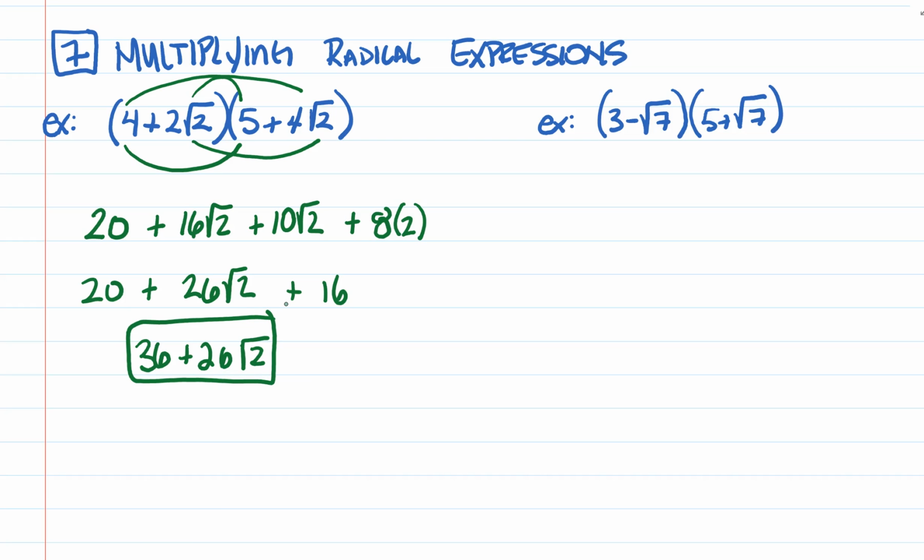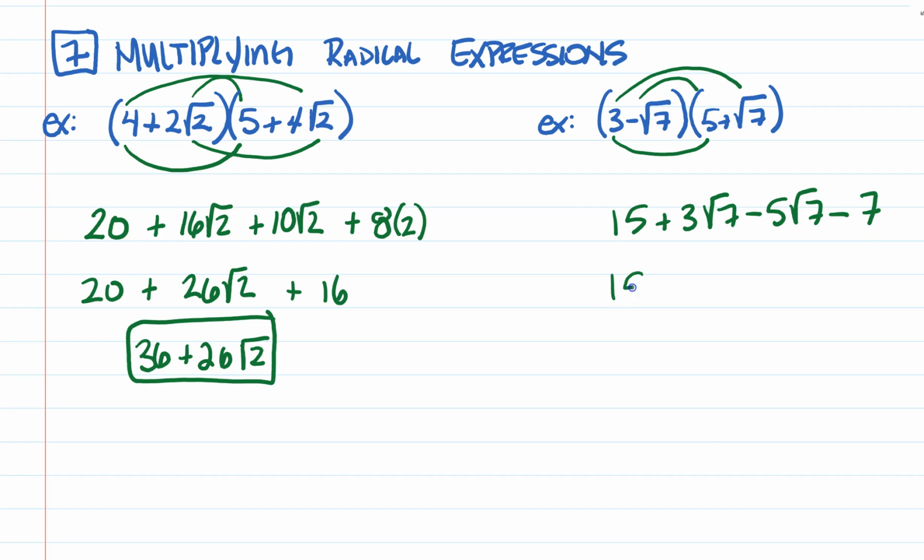Let's try this one over here. So 3 times 5, that gives me the 15. Okay. Outer, that's going to be positive 3 radical 7. Inner, this is going to give us a negative 5 radical 7. And then rad 7 times rad 7 is going to be a negative, the number 7.